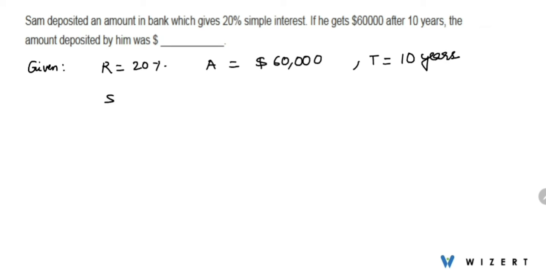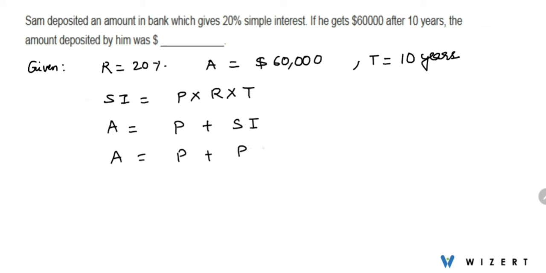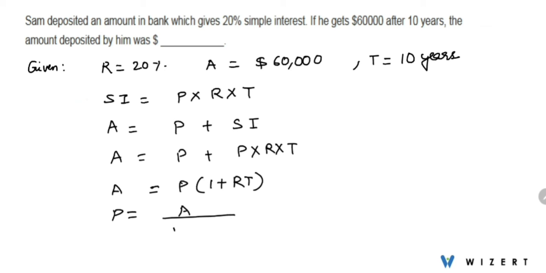Now we know that we calculate simple interest by multiplying principal by rate of interest with time. So here amount is equal to principal plus the simple interest. So how do we write simple interest? As I have told you earlier, principal multiplied by rate of interest multiplied by time. So from here we can get amount as P multiplied by (1 plus RT), and from here we'll get the value of principal as amount divided by (1 plus rate of interest multiplied by the time).